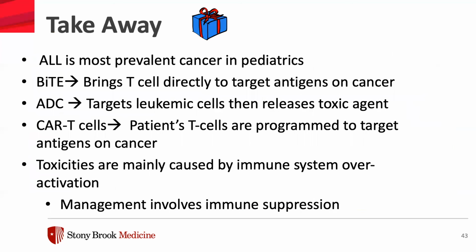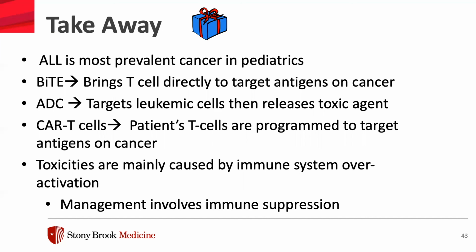And now to sum up everything. So ALL is the most prevalent cancer in pediatrics. Although it has pretty good overall survival, there are some patients who relapse. And once a patient relapses, they're at higher risk for relapsing again. So that's when these immunotherapies can come in to help bring the patient into remission if they relapse and prevent either relapse or try to get these patients into receiving a bone marrow transplant.